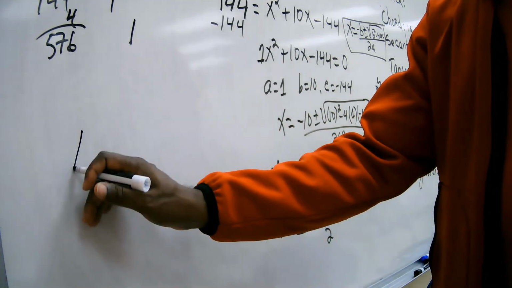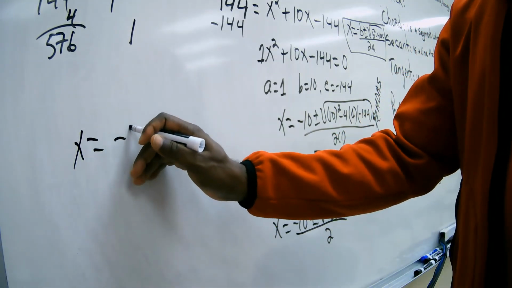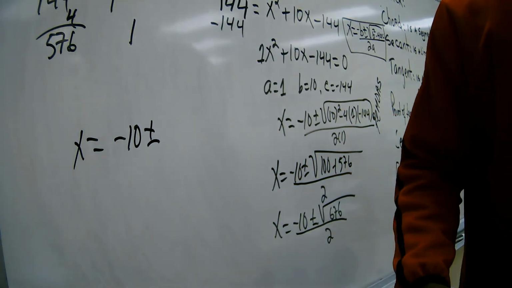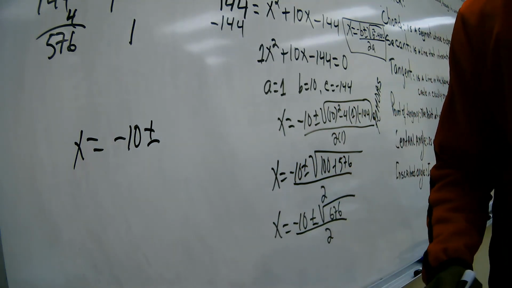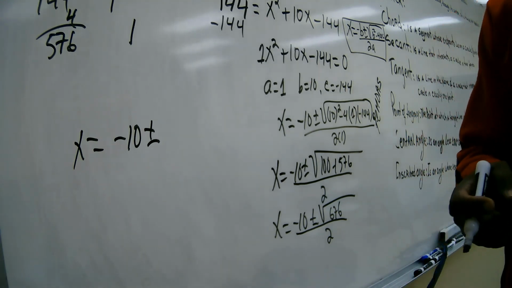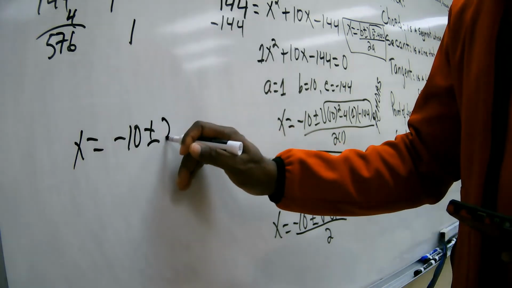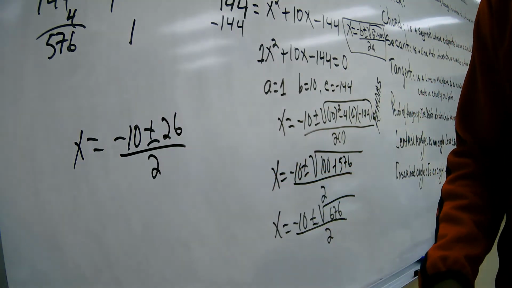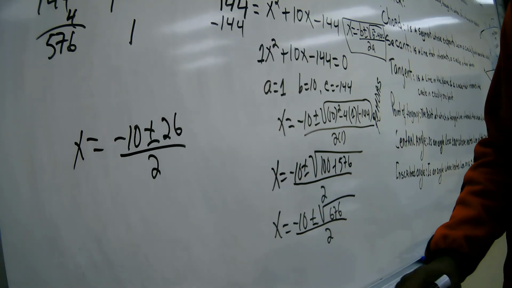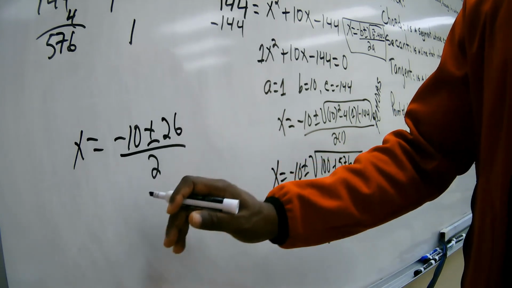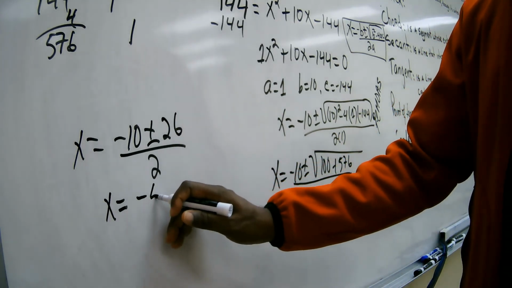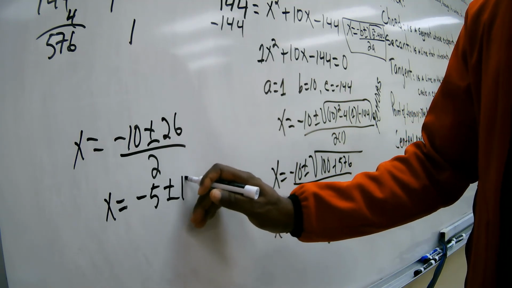Then you will end up with x equal to negative 10 plus or minus the square root of 676. I believe it's 26, so I'm going to go with my gut feeling. Then you simplify this. Everything can be simplified by 2. That will give you negative 5 plus or minus 13.